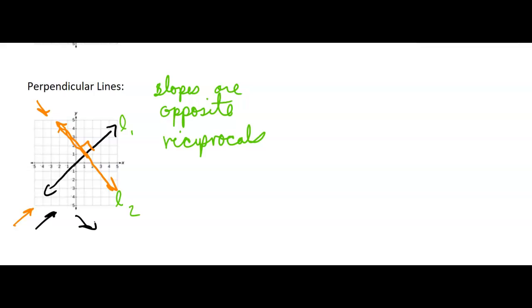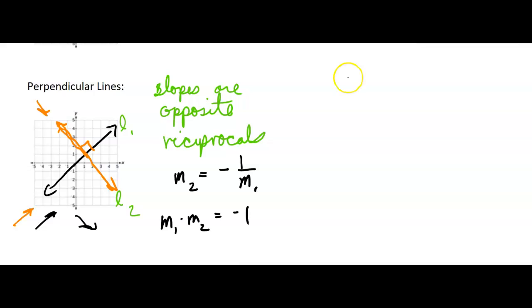Now they write this a couple ways. One way they can say slope 2 is equal to the opposite reciprocal of slope 1. They can write it that way. Or sometimes they like to say m1 times m2. If you multiplied the two slopes, it would equal -1. Now it's probably easier for me just to give you some examples here.